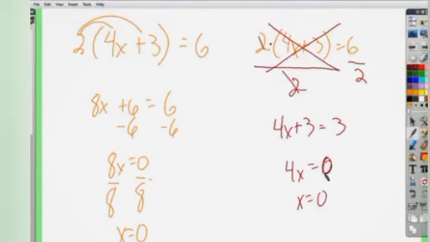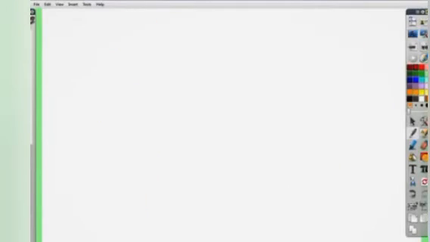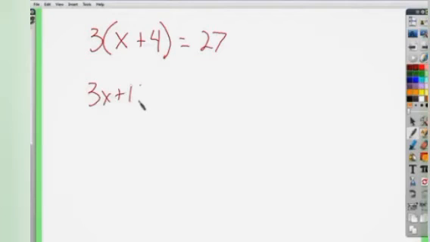Would that work for everything? Well, let's look at this one: 3 times x plus 4 equals 27. Let's just do it both ways. If you ever want to know, can I do that, just try it both ways and see if it comes out the same. So let's do the distribution. 3x plus 12 equals 27. Subtract 12, and we get 15. Divide by 3, and x is 5.